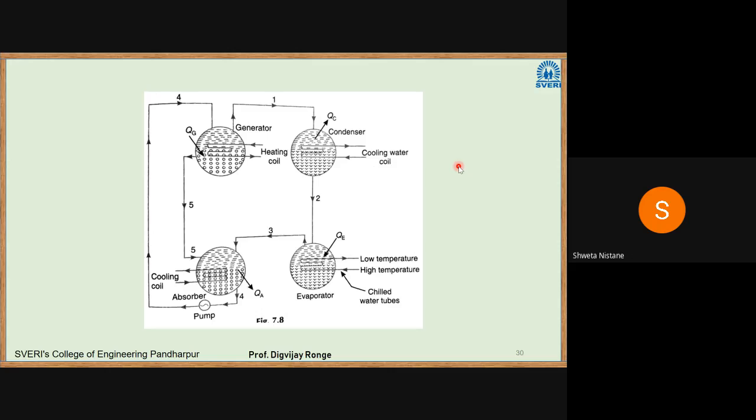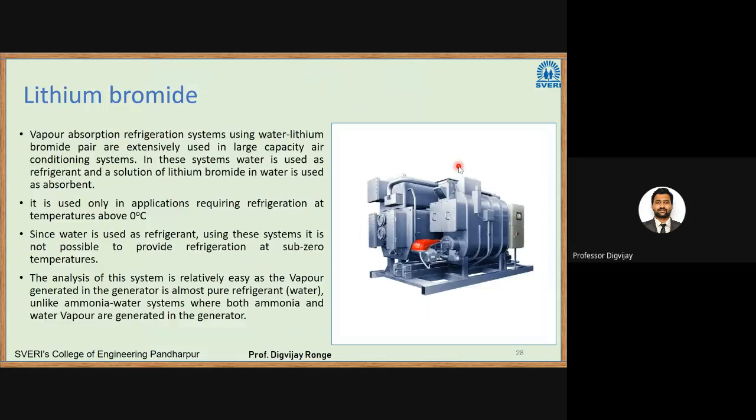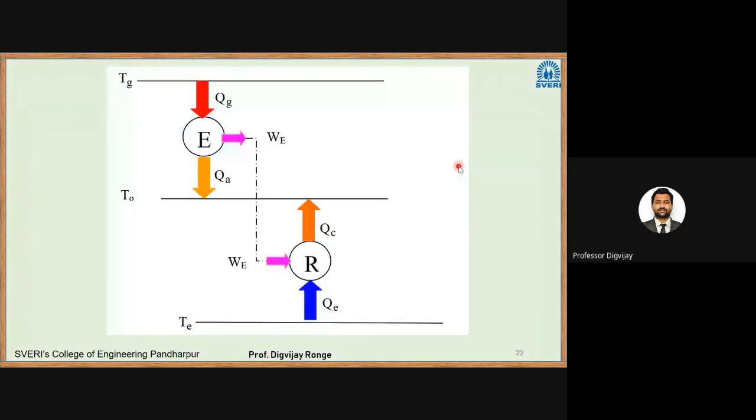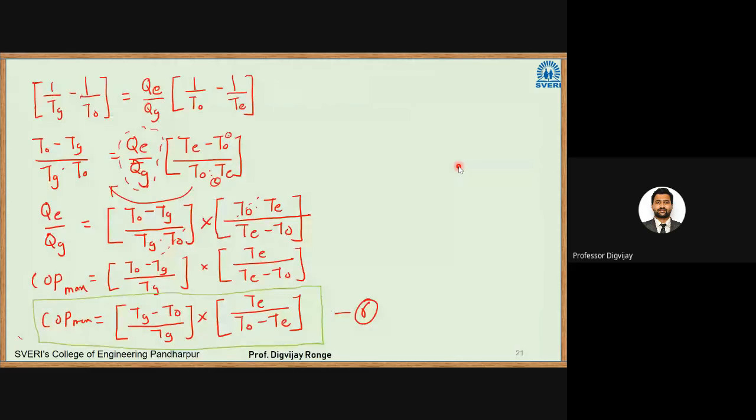Okay, completed. So in this case also, the COP, coefficient of performance, formula will be the same. That formula we have already seen in the last lecture. So this was the formula here. COP will be equal to (TG minus TO) divided by TG, into TE divided by (TO minus TE).